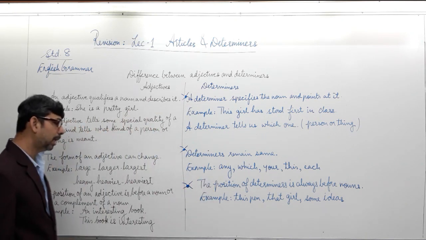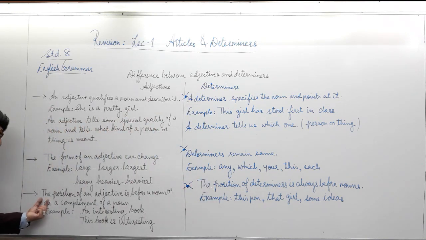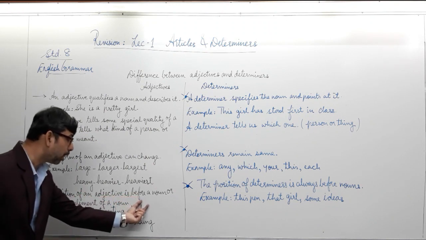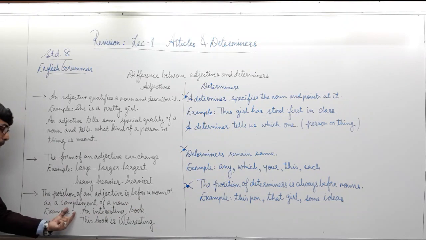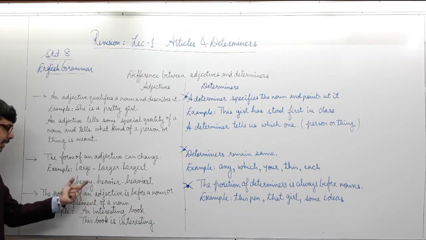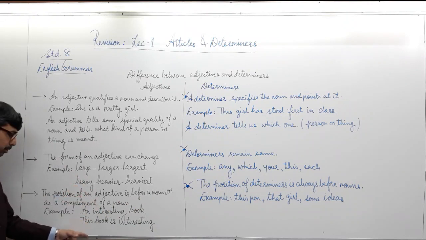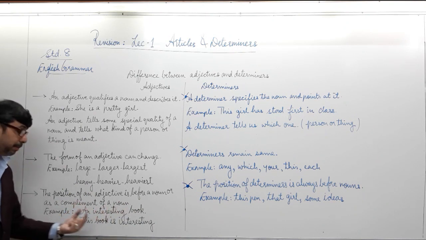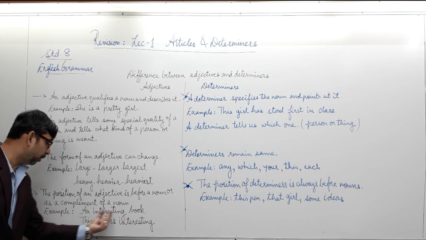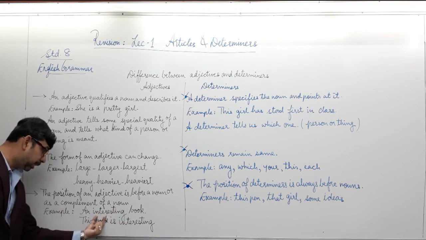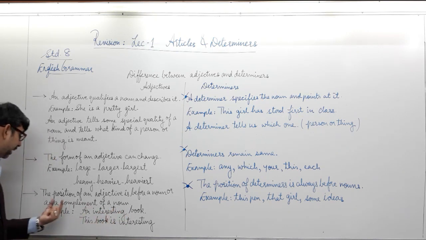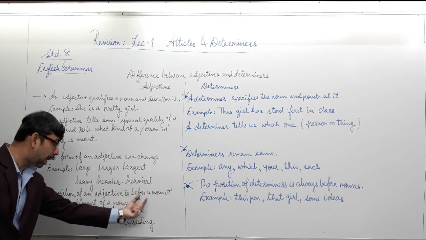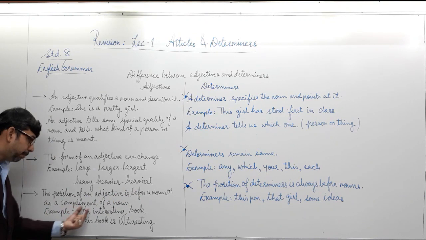Well, let us see the third and the last difference. The position of an adjective in a sentence is before a noun or as a complement of a noun. Let us understand this with the help of the given examples on the board. Example, an interesting book. When I am describing a book, I am writing the word interesting just before the noun over here. Therefore, it is said the position of an adjective in a sentence is before a noun or as a complement of a noun.